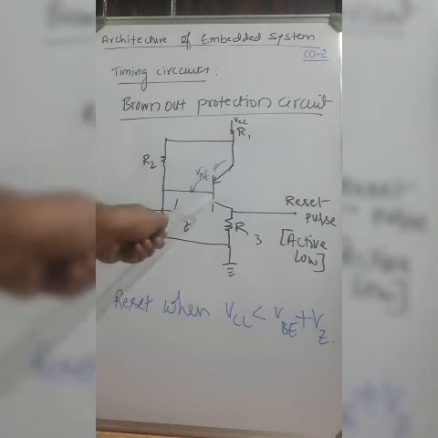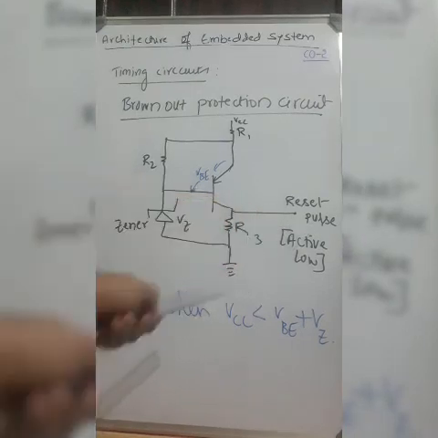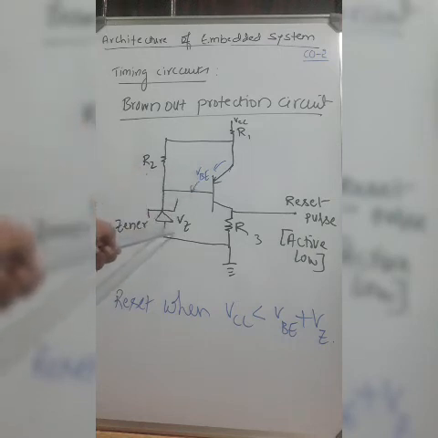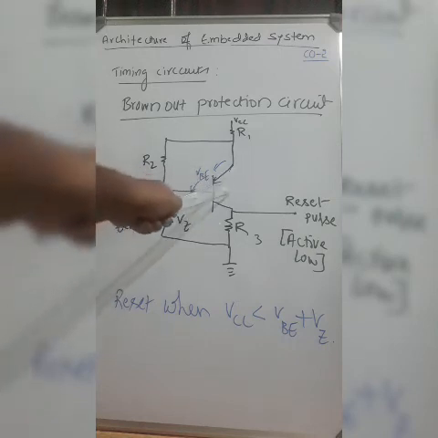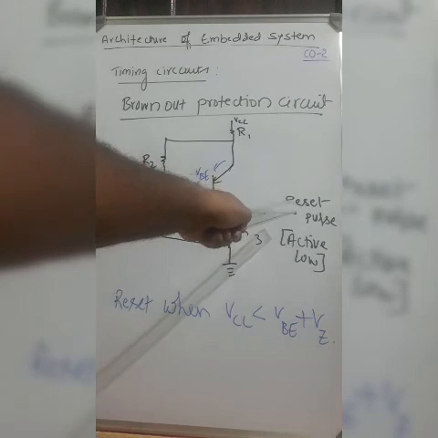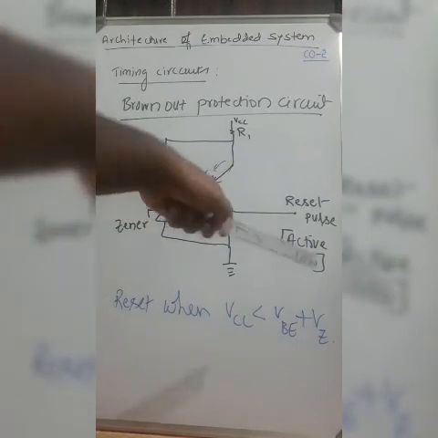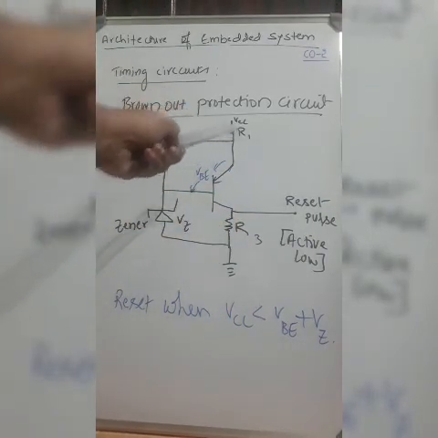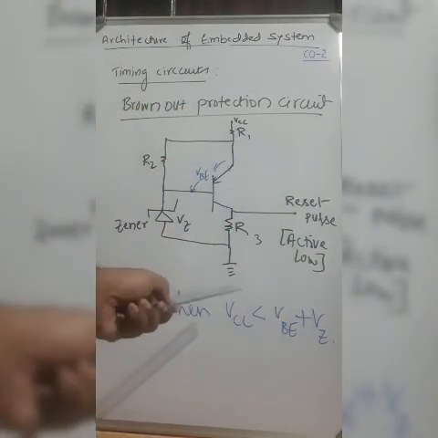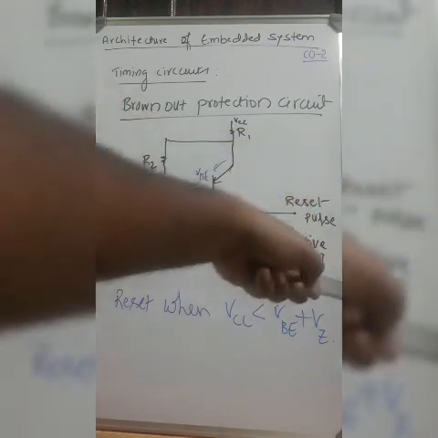When the transistor remains off, the reset pulse will be active low because it is connected to the ground. When the applied VCC goes above VBE plus VZ, that is above the reference voltage, then the transistor conducts, and VCC is connected to the output so that it is not active low, it is active high, so it comes out of the reset and starts functioning. So as long as VCC is lower than the reference, the reset pulse will be maintained. Once VCC exceeds the reference, the reset pulse is removed from the active low and the embedded system starts functioning.